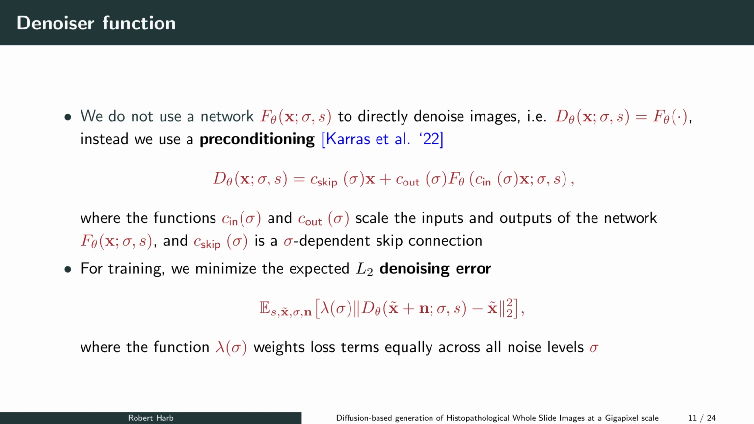To implement the denoiser function, we use a preconditioning where functions parameterized by sigma scale the network inputs, outputs, and a skip connection with the noisy input image. We train our model with score matching using patches of WSIs from our training data. Patches are sampled from random positions and uniformly across all spatial resolutions.